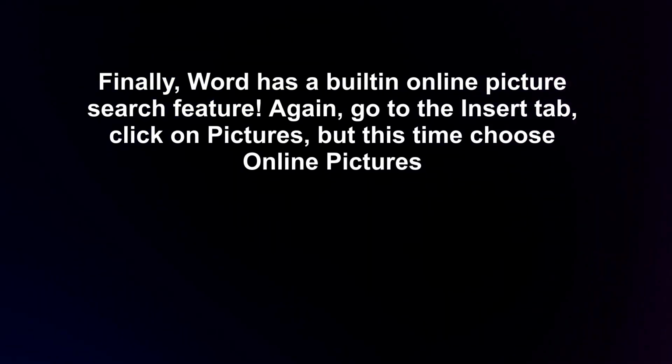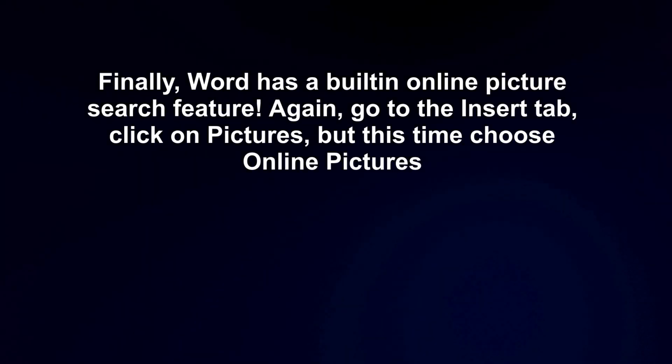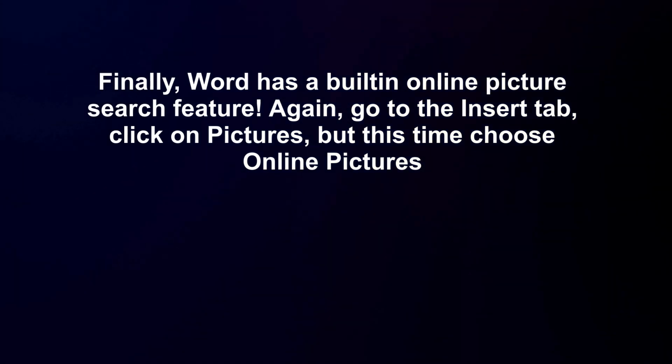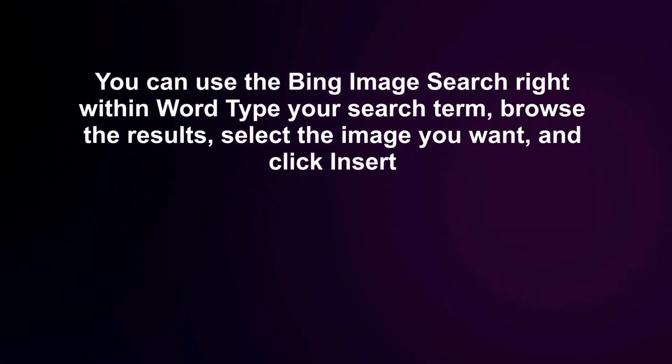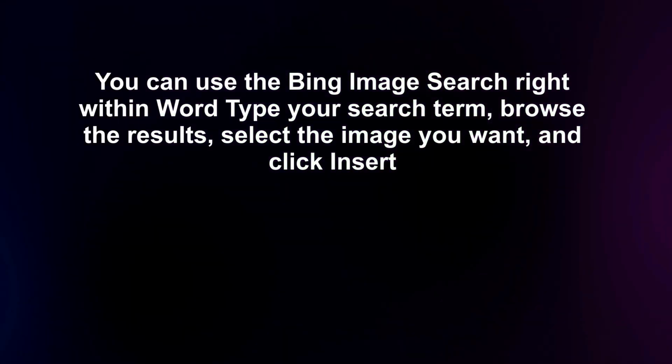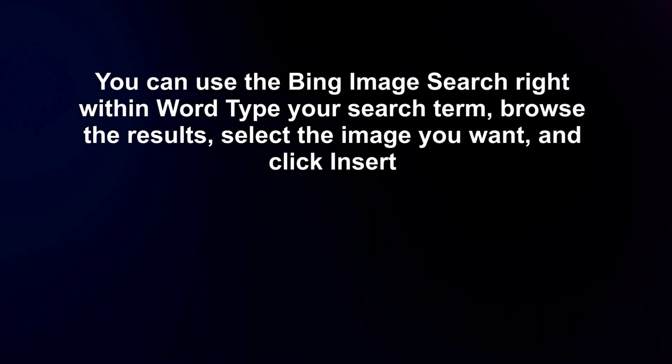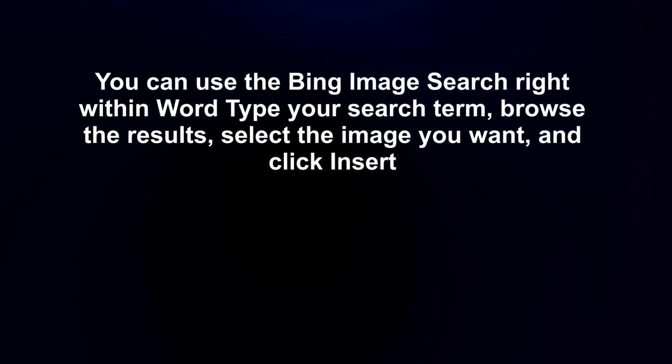Finally, Word has a built-in online picture search feature. Again, go to the Insert tab, click on Pictures, but this time choose Online Pictures. You can use the Bing image search right within Word. Type your search term, browse the results, select the image you want, and click Insert.